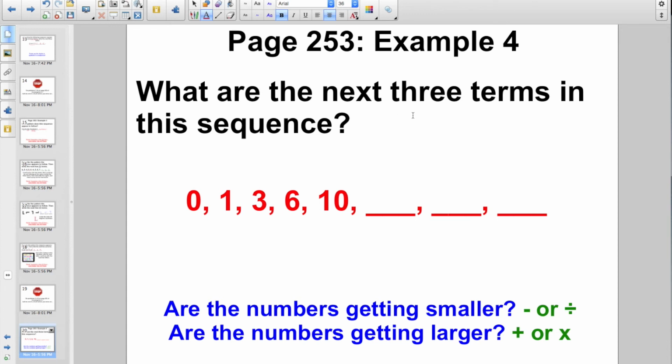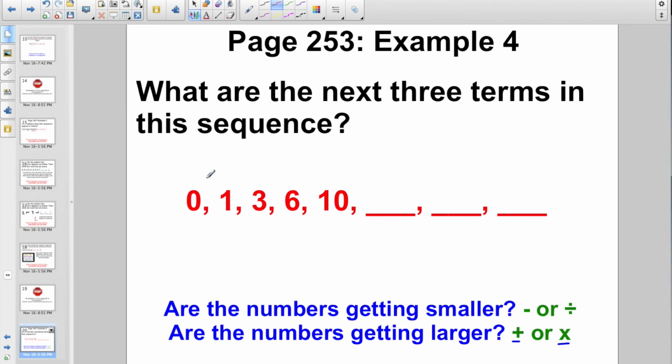What are the next 3 terms in this sequence? Here I have 0 and I have 1, 3, 6, 10. And remember this bit I was telling you. If the numbers are getting smaller, that meant we're subtracting or dividing. If the numbers are getting larger, that meant we were adding or multiplying. Now that part still stands true. I have to be adding or I have to be multiplying because the numbers are getting larger.